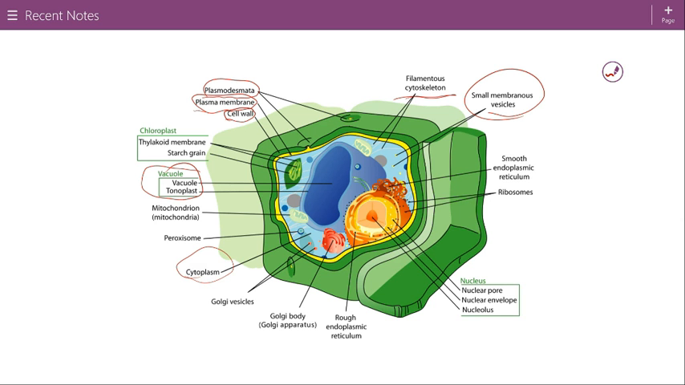This tonoplast is the outer layer, and it's basically just another membrane that keeps the things on the inside of the vacuole on the inside and the things outside in the cytoplasm outside. So it's just separating everything.